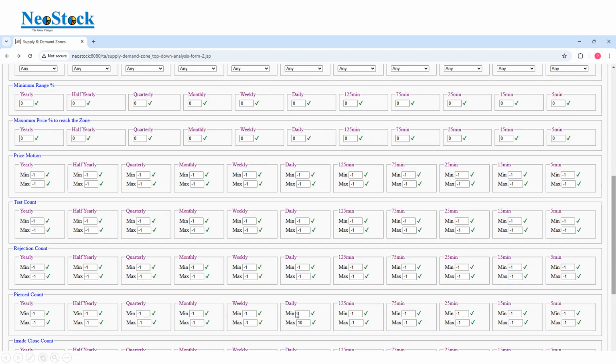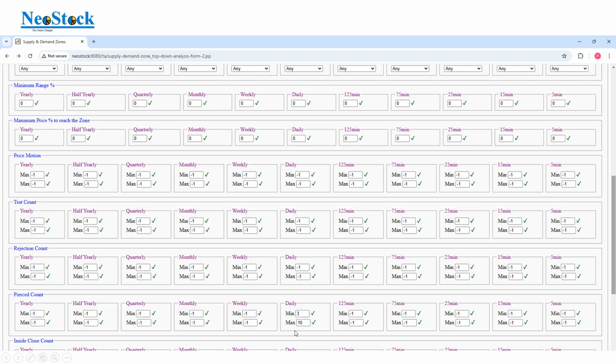Of course, I tested even by keeping 2, by keeping 1 also I selected the stocks. But in this example I am showing you 3 and maximum 10. If you feel a zone can be pierced 20 times, keep 20 also. Generally it won't happen. It is limitless. Anything you can keep. But the result doesn't change whether you keep 10 or 20, because the maximum I got from the list is only 6.